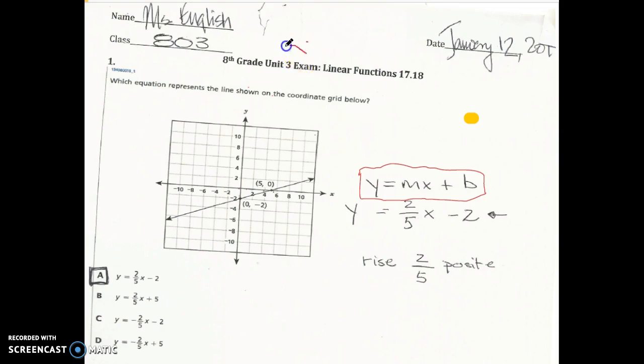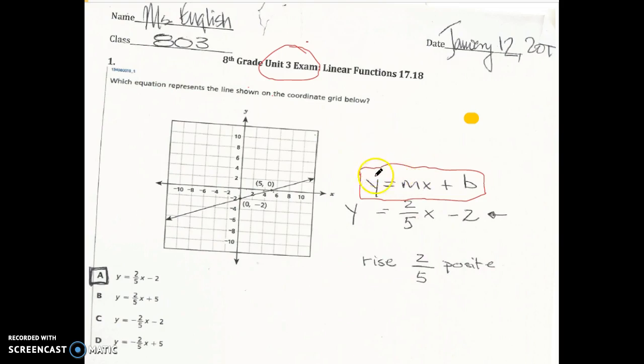This is a review for the Unit 3 exam that you took on Friday. The results were not fantastic, so I thought we'd take a minute and try to go over things. Question number 1 just wants to know what the equation of the line would be on the coordinate grid.